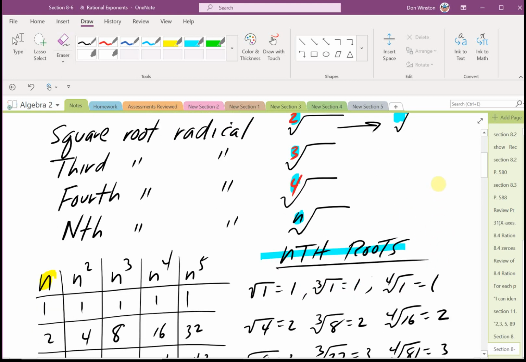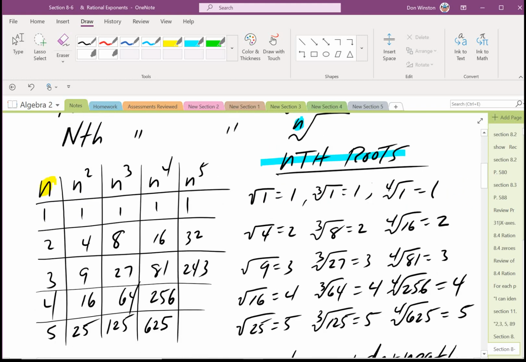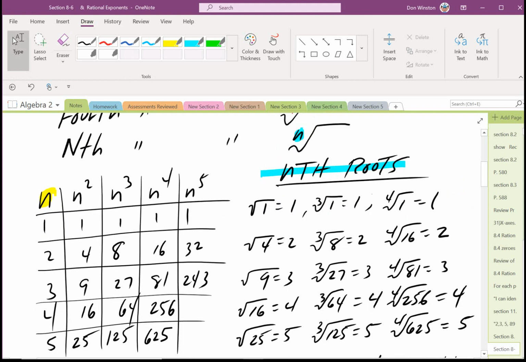All right, so this is going to be very important for you to commit to memory if you haven't already, if you don't know your multiplication facts related to powers. Here I listed a table. I have n, so n goes from 1, 2, 3, 4, 5. And then n squared, n to the third, n to the fourth, and n to the fifth.